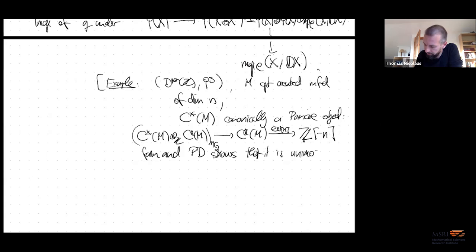And this is why these guys are called Poincaré objects. Because in fact, this of course works more generally than for a compact manifold. You just need what is called an oriented Poincaré duality space for that.